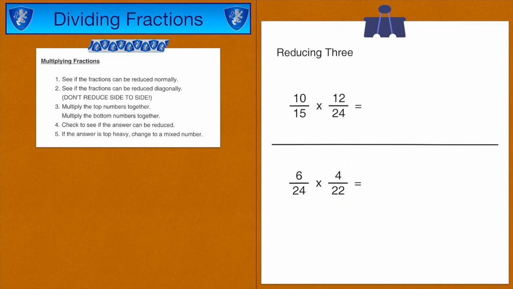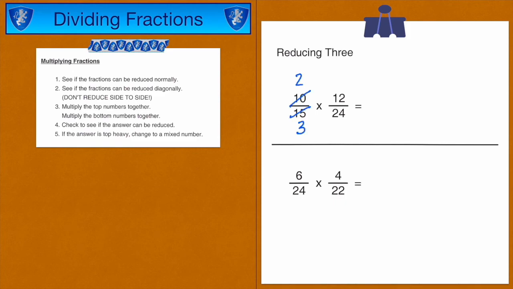Right, now one more thing here. It says reducing 3 because there's 3 things. When you're normally doing a multiplication sum, the way I do it is I check the first fraction, check the second fraction, then check the first diagonal, then check the second diagonal to see what I can reduce. So 10 and 15 are both in the 5s. So I say that's 2 times 5 and that's 3 times 5.